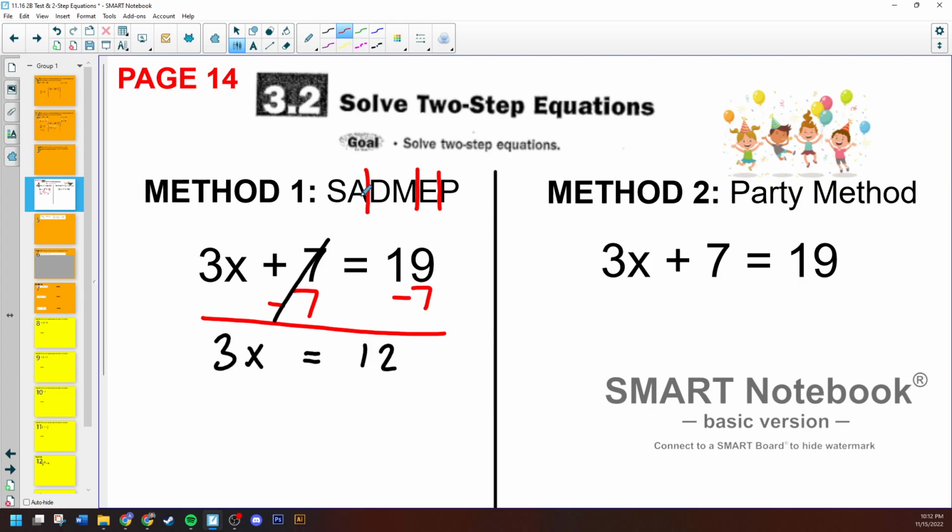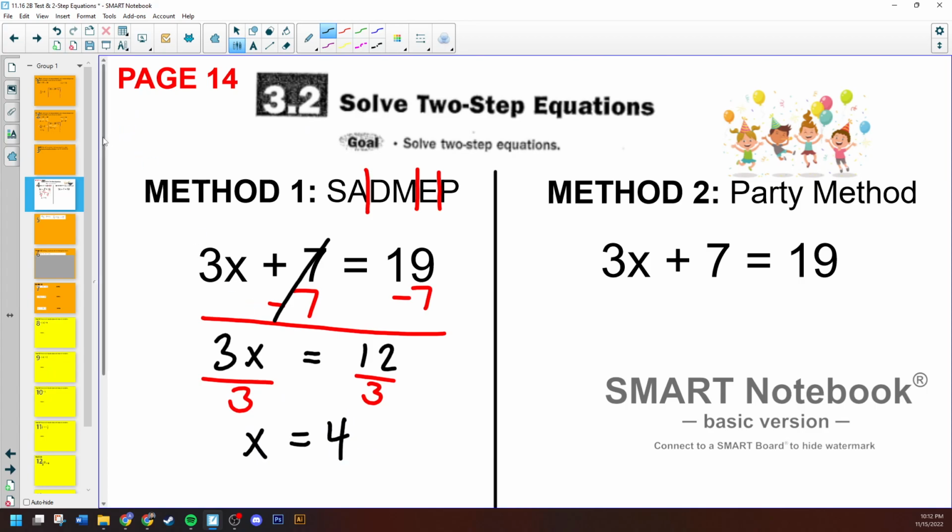After we've done the subtraction and addition, we can deal with division and multiplication. In this case we have 3 times x, so we're going to divide by 3. This would cancel out and become just a 1x. Divide by 3 here, and we have x is equal to 4.